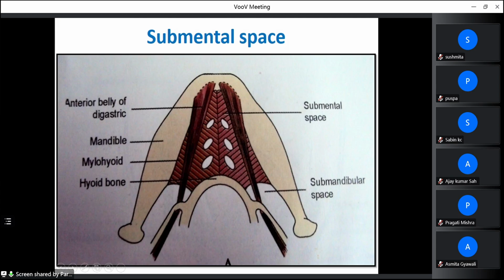The sublingual spaces are in pair, but there is a single submental space present in the central area. In case of Ludwig's angina, the single submental space and the bilateral sublingual spaces are involved.